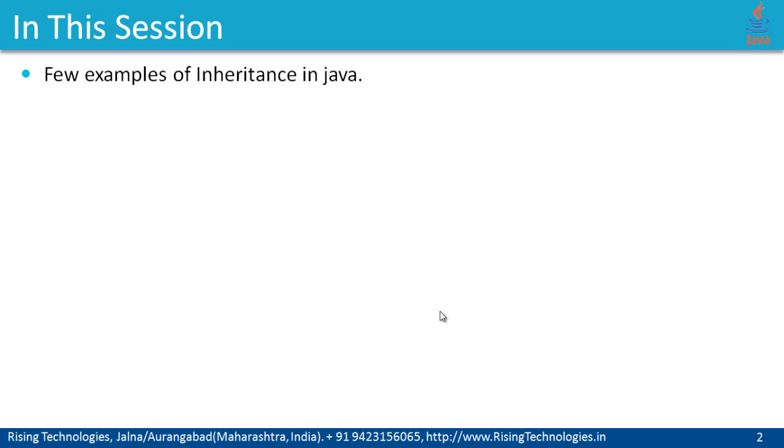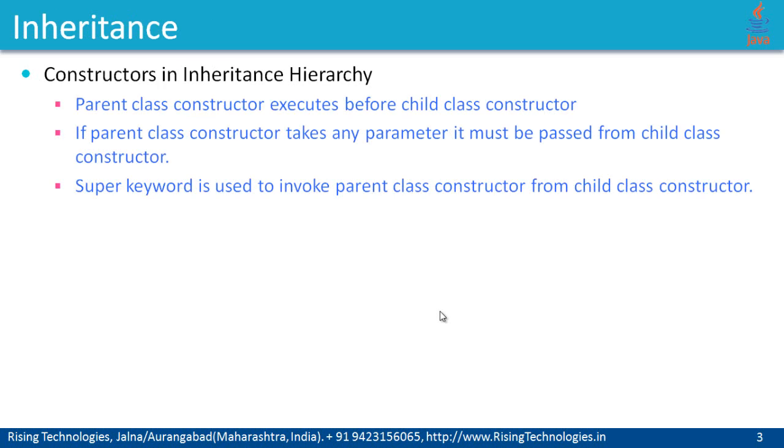In this session, we are going to see few examples of inheritance in Java. In our last session, we have studied the behavior of constructor in inherited class hierarchy. We know that parent class constructor executes prior to child class constructor. If parent class constructor expects any parameter, it must be supplied from the child class constructor, and the super keyword is used to invoke parent class constructor from child class constructor.